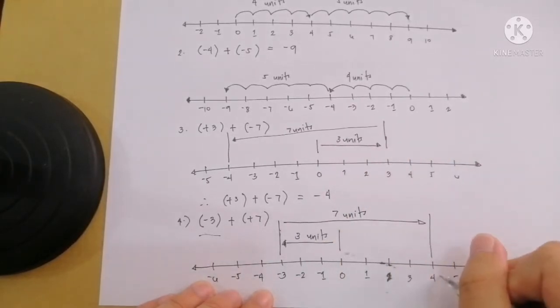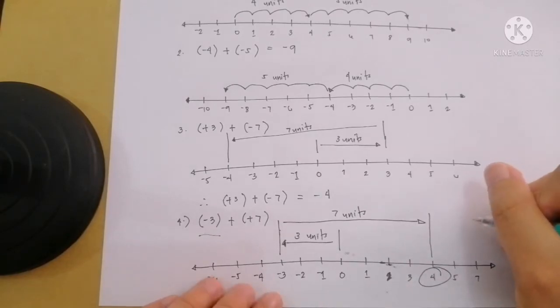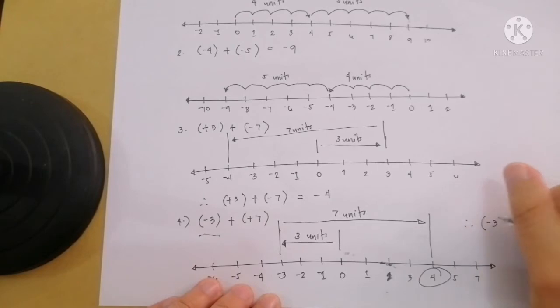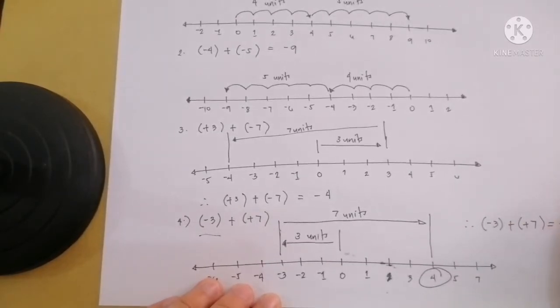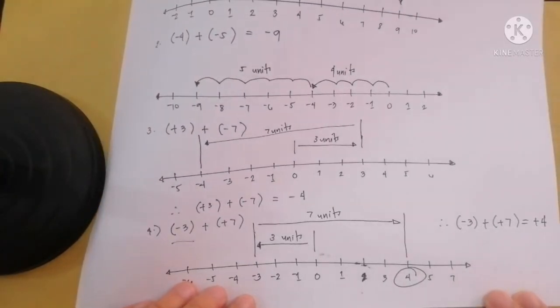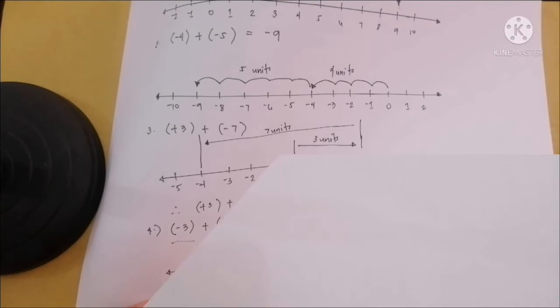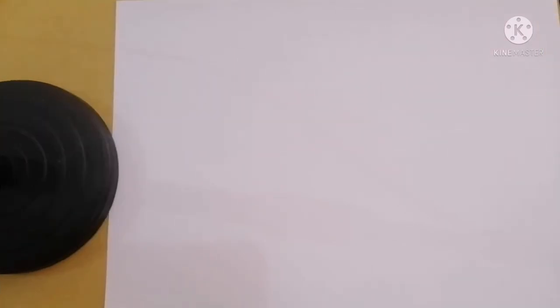So, ibig sabihin, the final answer is positive 4. Or, pakita ko lang, negative 3 plus positive 7 is equal to positive 4. Okay, positive 4 ang sagot. Let us always bear in mind that we can add integers by following same rules to do away from the use of a number line.